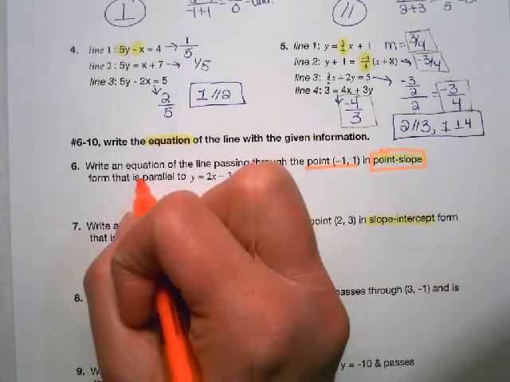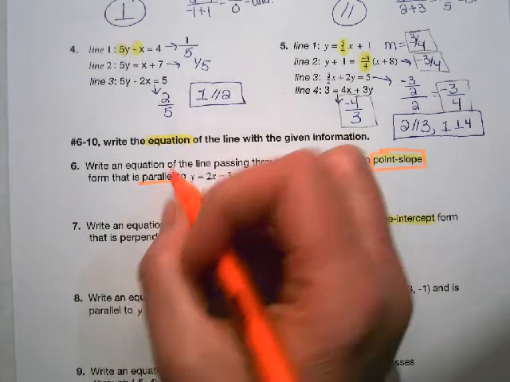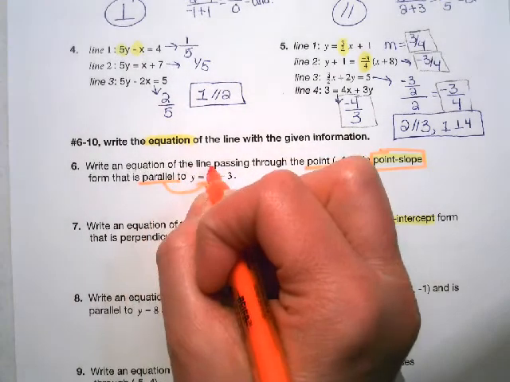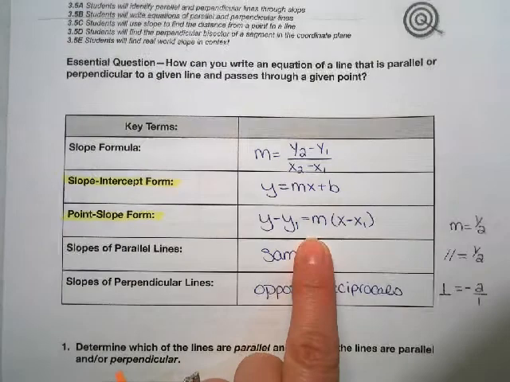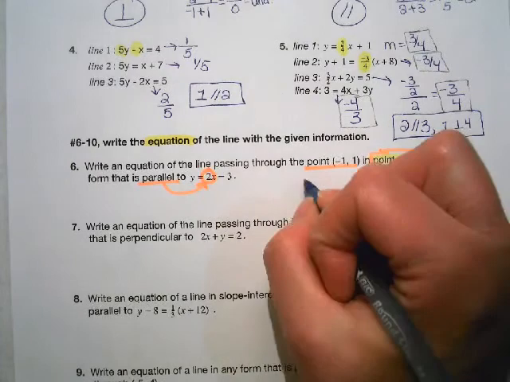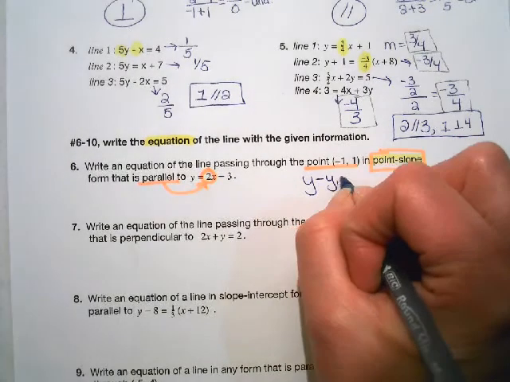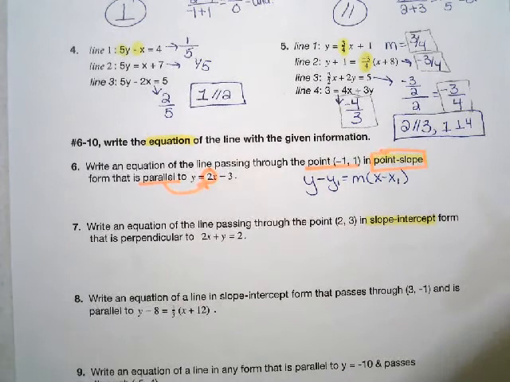All right, it says write an equation of the line that passes through this point in point slope that is parallel to this. Now, if it's parallel, you want the same slope, okay? Now, point slope is the easier of them to do. It is harder sometimes to memorize, but it is easier to write.